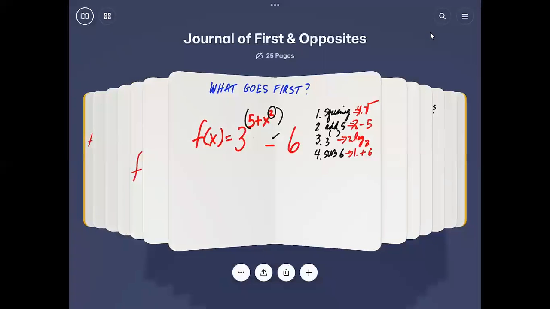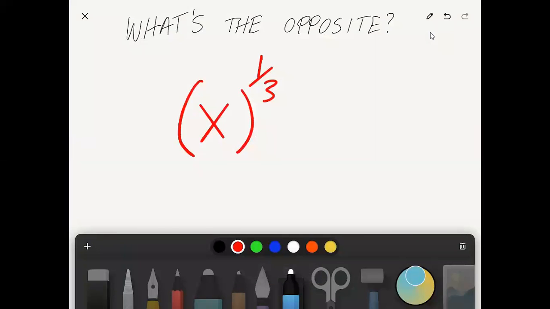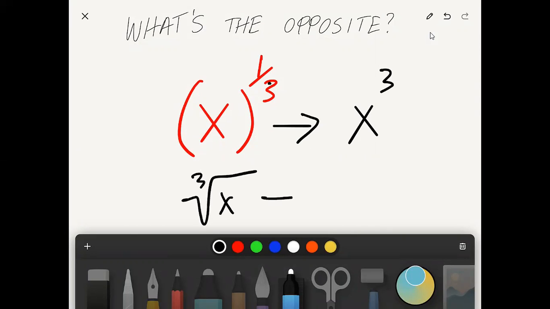Okay, let's do one more. What's the opposite of raising x to the 1/3 power? Stop the video. Oops, let's get a different color. The inverse is cubing it. So this is the same thing as this. So that's why the inverse would be to cube it. These two are equivalent. All right, that's it, guys.